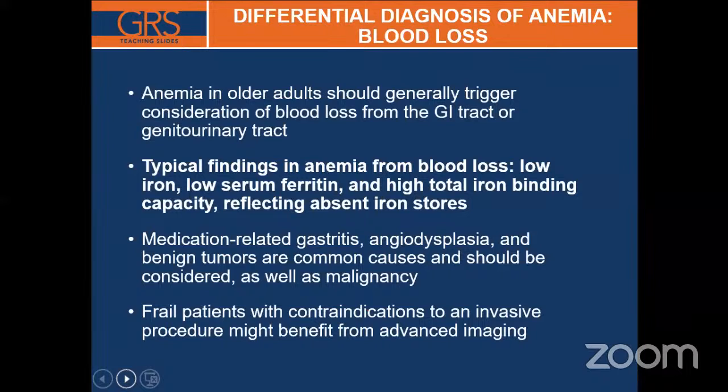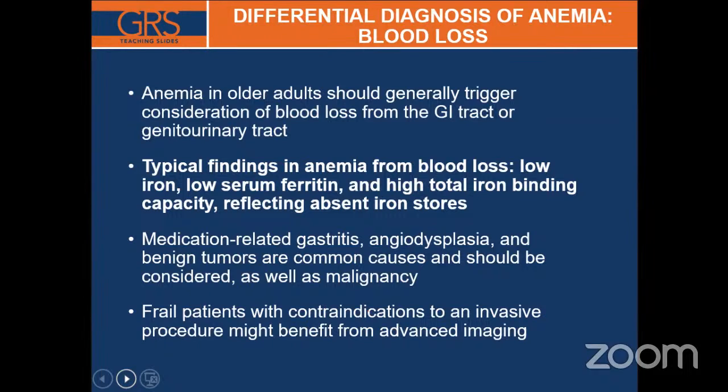With regard to blood loss, anemia in older adults should generally trigger consideration of blood loss from the GI or GU tract, because it might be caused by a variety of causes, but the most concerning one is that it might be the initial presentation of malignancy in the GI tract or the GU tract. Typical findings include, because we have an ongoing blood loss, a low serum iron, low serum ferritin, and high total iron binding capacity, as the body is trying to capture most of the iron found, reflecting absence of iron stores.